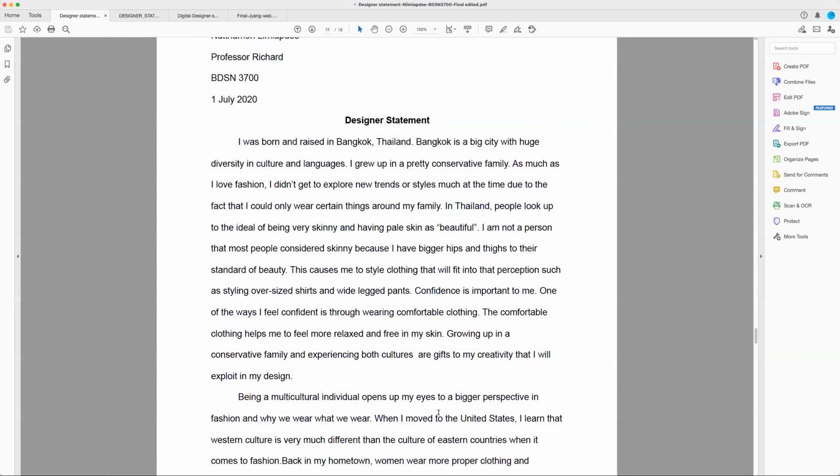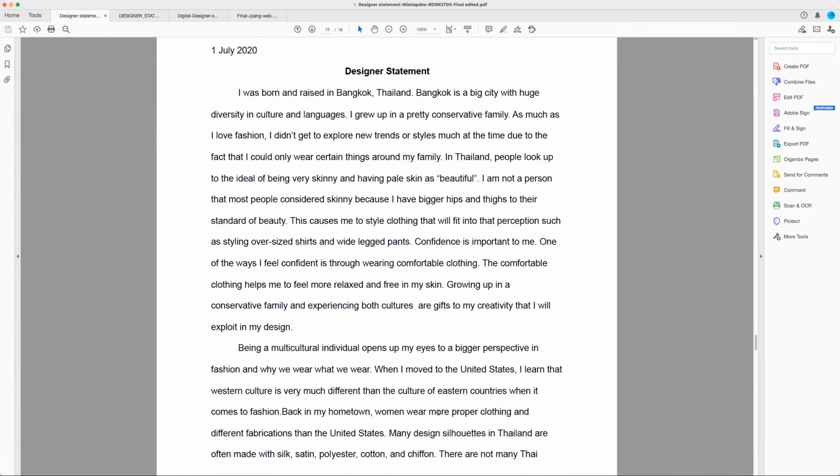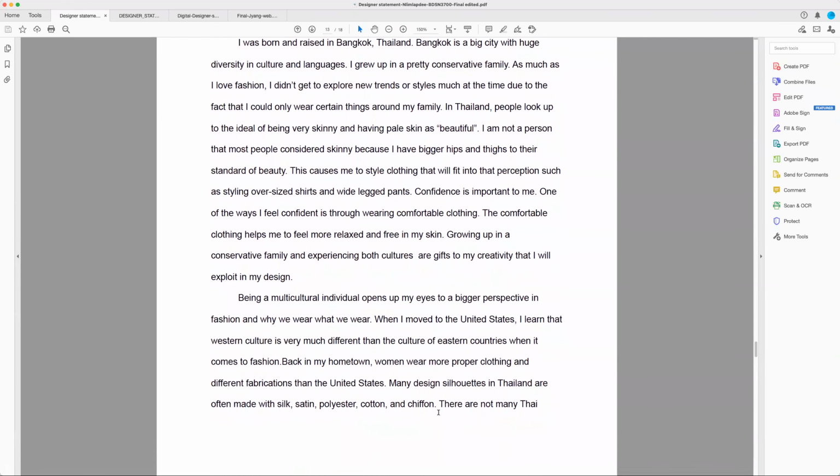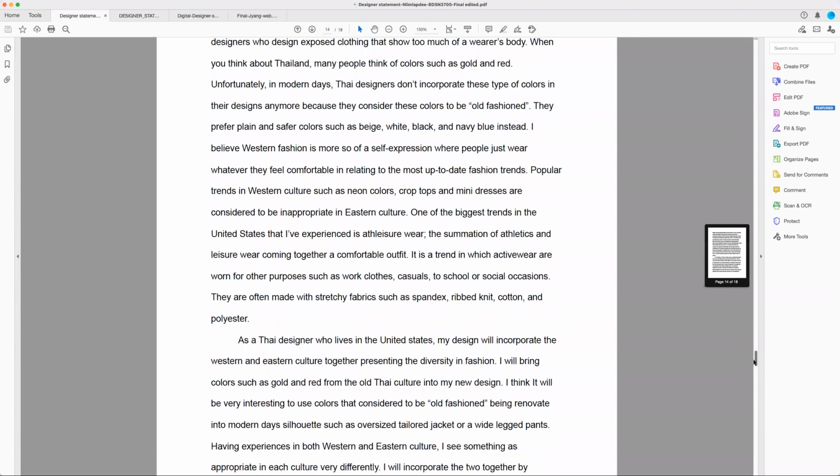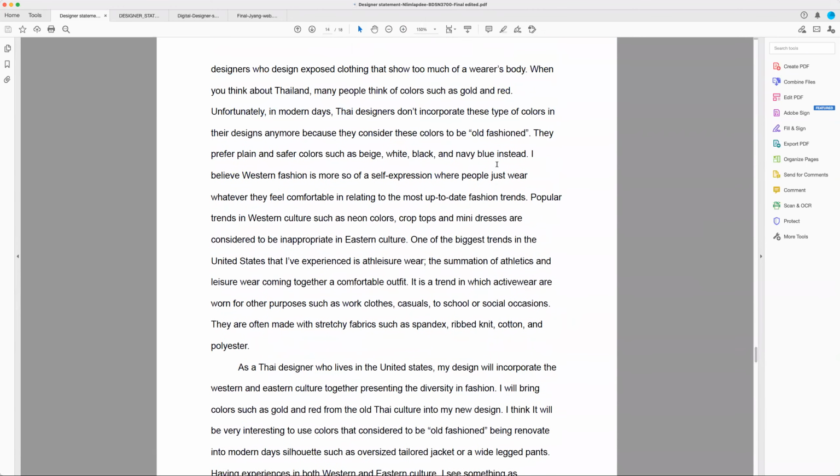When I moved to the United States, I learned that Western culture is very different from the culture of Eastern countries. When it comes to fashion, back in my hometown, women wear more proper clothing and different fabrications than in the US. Many design silhouettes in Thailand are often made of silk, satin, polyester, cotton, and chiffon. There are not many Thai designers who expose clothing that shows too much of the wearer's body. When you think about Thailand, many people think of colors such as gold and red.